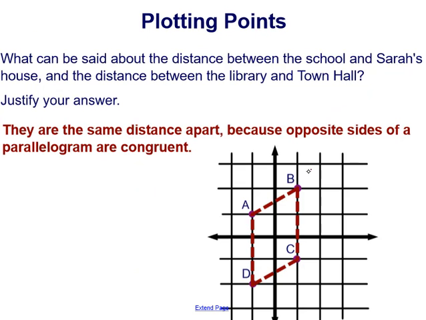Well, again, with point A and B and C and D, we can say they are the same distance because they are opposite sides of a parallelogram, right? When we plotted point D, it created that parallelogram. And opposite sides of parallelograms are congruent, meaning they are the same. So their distances are then the same.